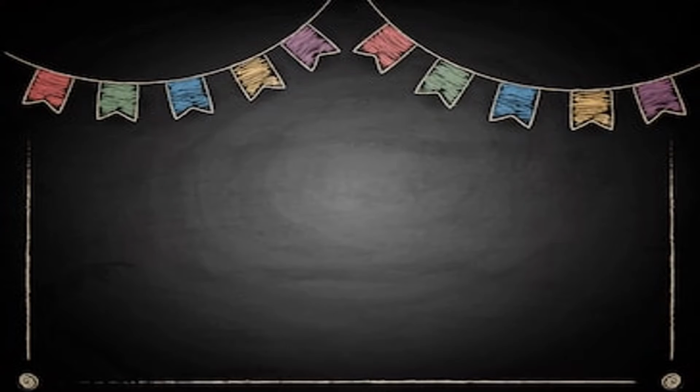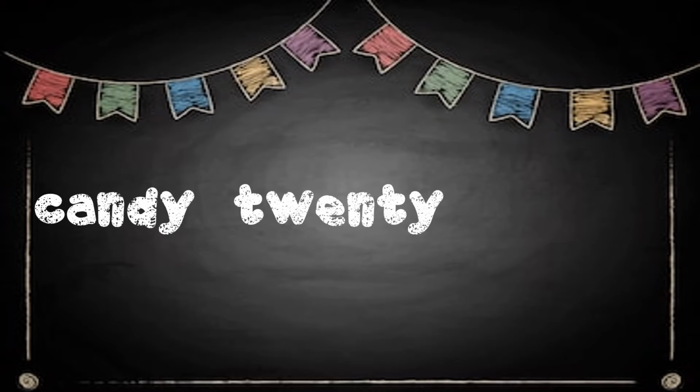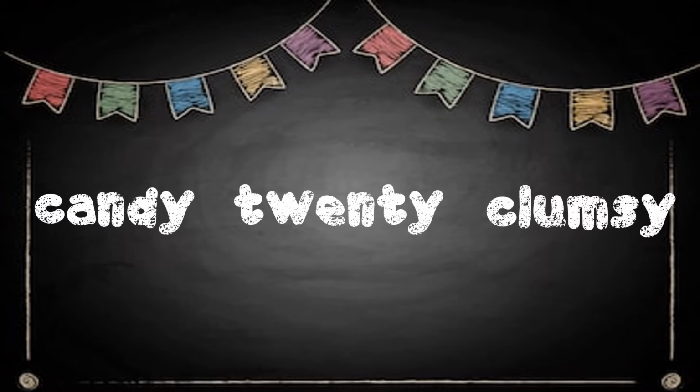Let's take a look at these words up on the board. Candy, twenty, clumsy. What is making the E sound? We see the letter Y is making the E sound at the end of each of these words. Will the Y be a vowel or a consonant? The Y is going to be a vowel because it's in the final position of the word.